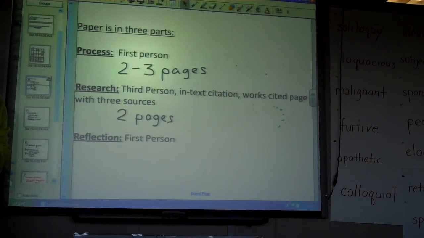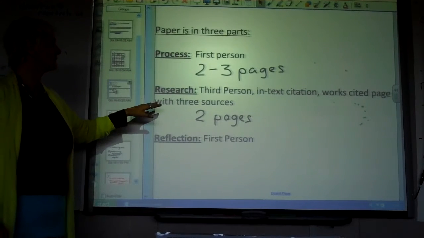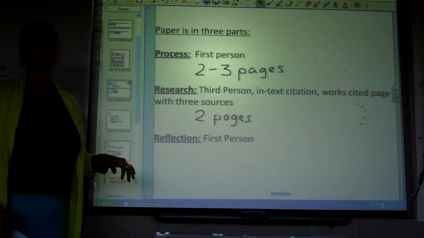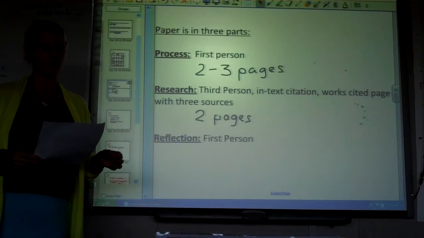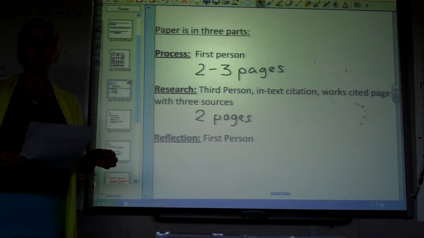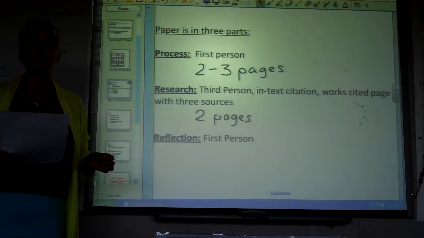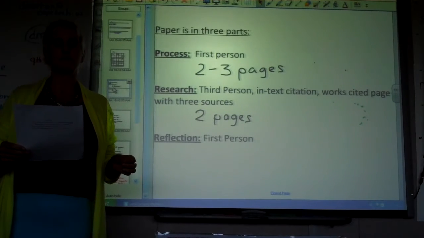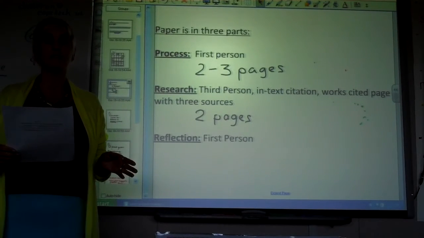This paper is going to be divided into 3 parts. There's going to be a process part, a research part, and a reflection part. The process part is to be written in the first person and an estimate of between 2 and 3 pages long. This is where you write about the creation of your product and the process or steps that you took to create the product. If the product is abstract, such as a presentation or a course taught, you still went through steps to prepare, and this is what you will write about. Explain your reasoning or why you took the steps that you took.